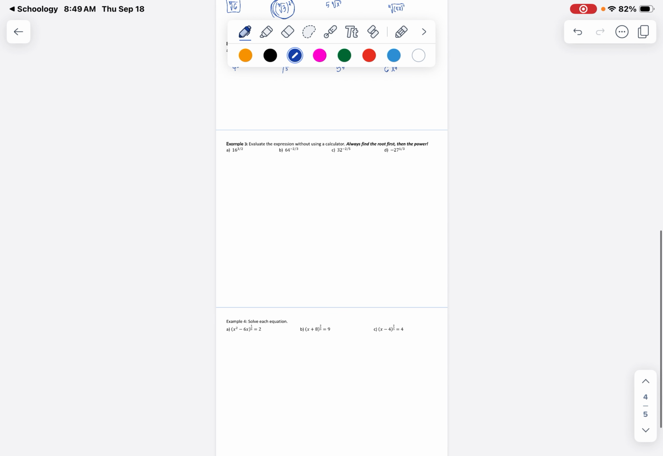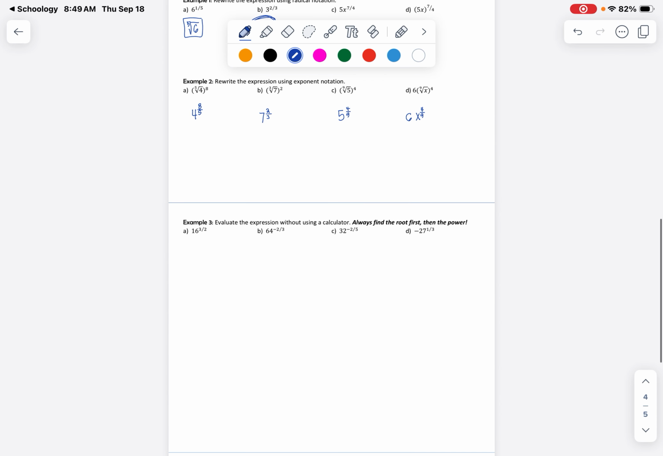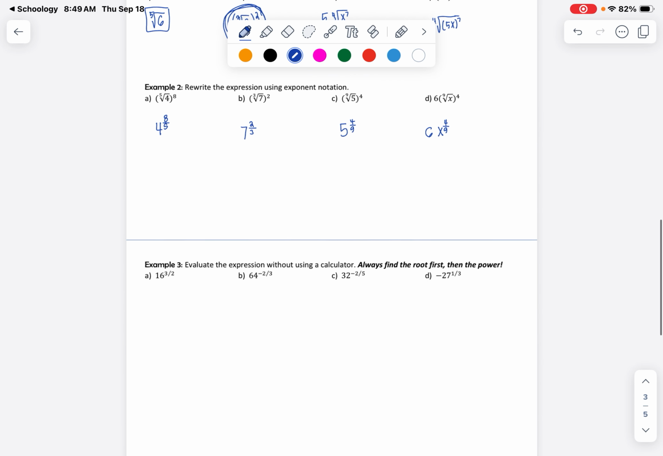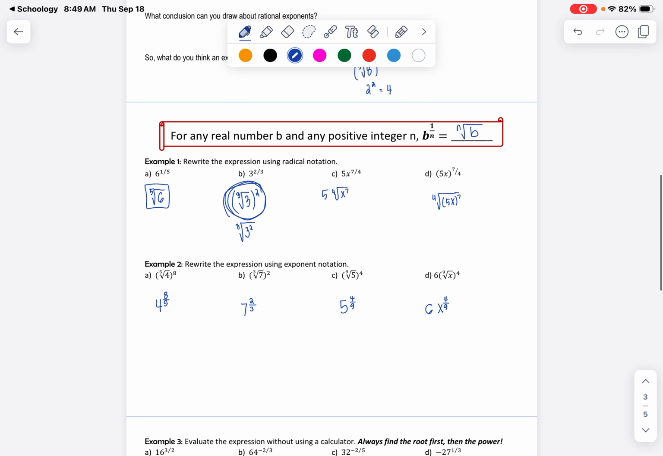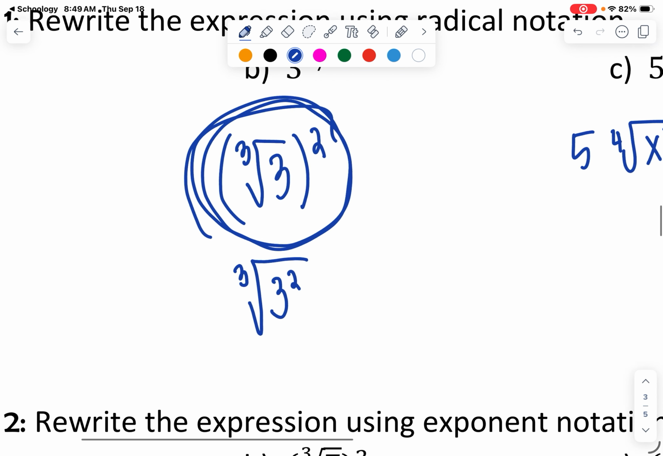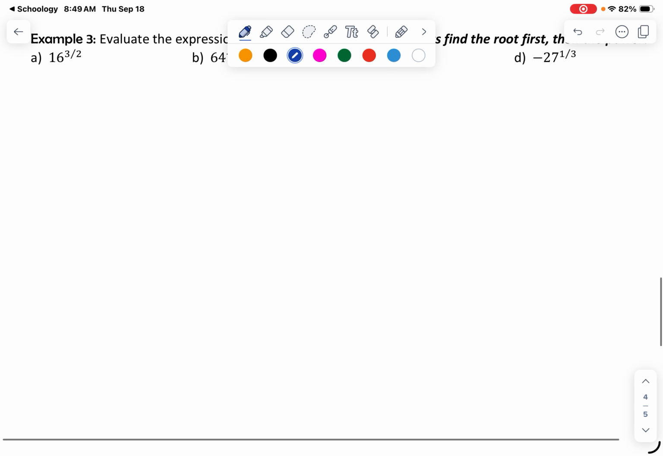All right, these next parts right here, this is evaluating. So we're going to do the exact same thing we were doing here, but we are going to give an answer because these ones we will know. Right, so like this one, we don't know the cube root of 3. We don't know the 5th root of 6 because those are all decimal answers, right?